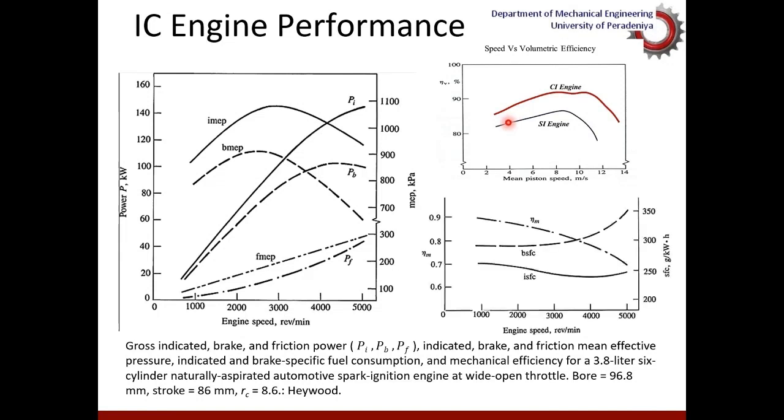In addition, mechanical efficiency drops with the speed because the friction increases. Brake specific fuel consumption increases with the speed due to the increase of friction. Variation of indicated specific fuel consumption against the speed is also shown here. This is for the particular engine described over here.